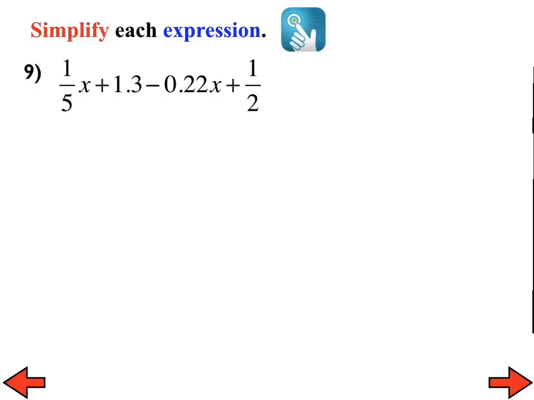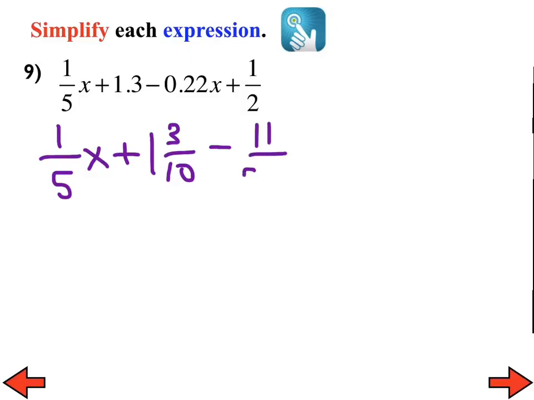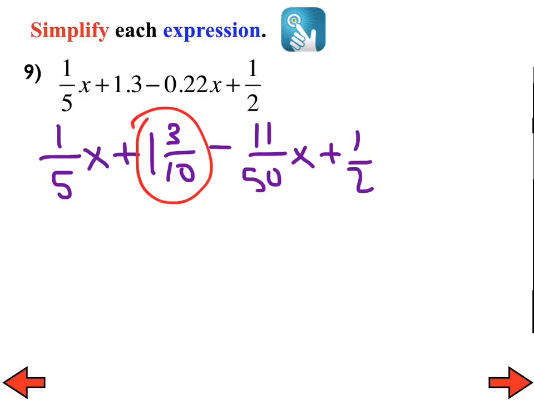Okay, so we have 1/5 x plus 1 3/10 minus, what did you have? 11/50, very nice, simplifying that, and then plus 1/2. Now, I did say you don't have to simplify it, but if you were going to, this fraction here is a mixed number, right? We want to make that improper so that we have numerators to work with. Okay, that's how you would do this problem.